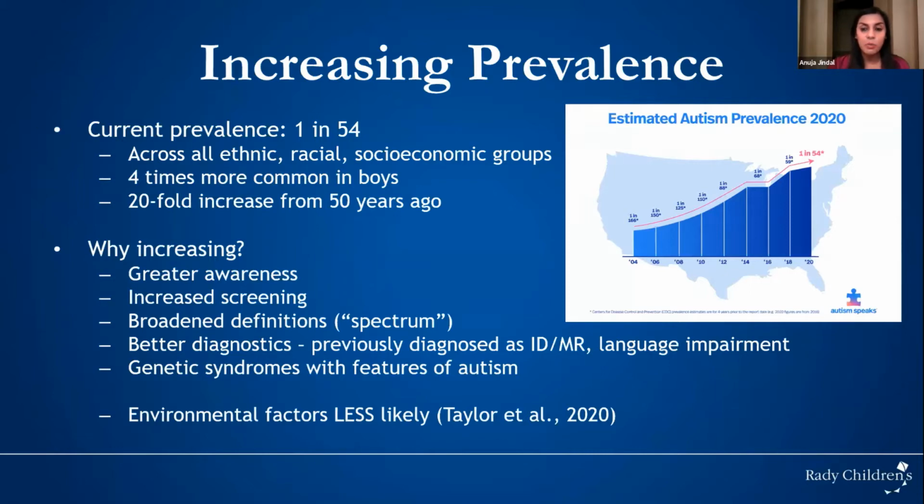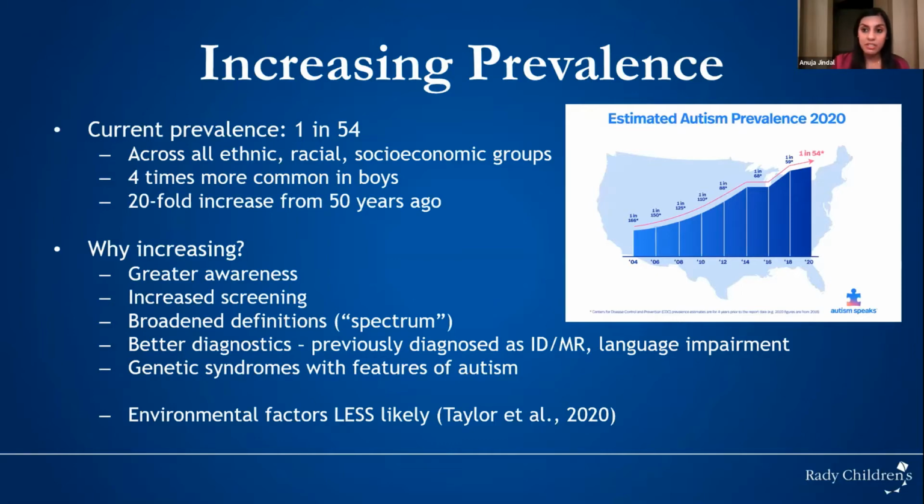The leading theories, and the ones that I believe probably make the most difference, are greater awareness and better screening. I think we also have better diagnostics now. The way we're diagnosing autism, we're using better clinical tools, and we are more accurately diagnosing it.